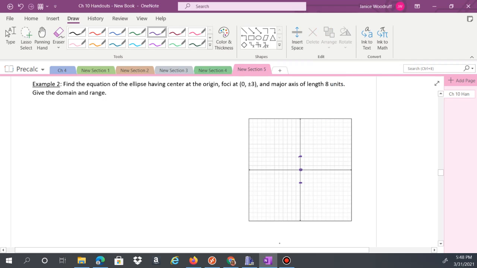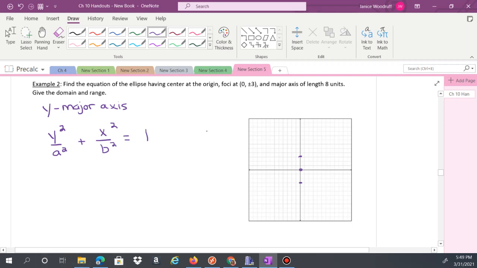Which means the major axis, from top to bottom or left to right, is 8 units. Now, if my foci are at these points here, what kind of ellipse is this? Vertical. Good. So because the foci are on the vertical axis, we have a y major axis, which means that a is going to be underneath the y. So we can say y squared under a squared plus x squared under b squared equals 1.